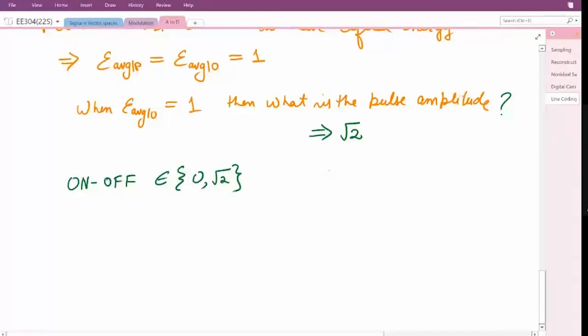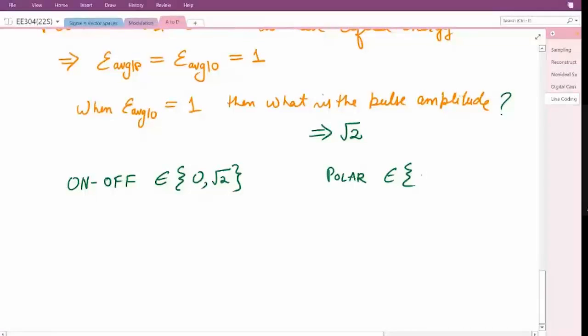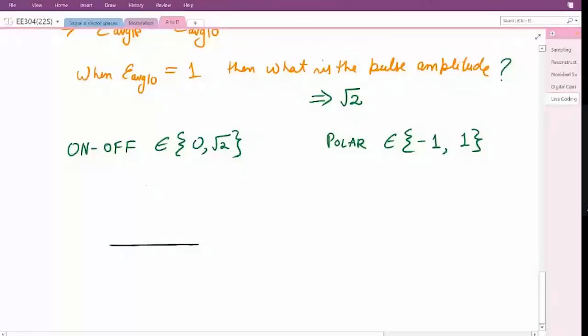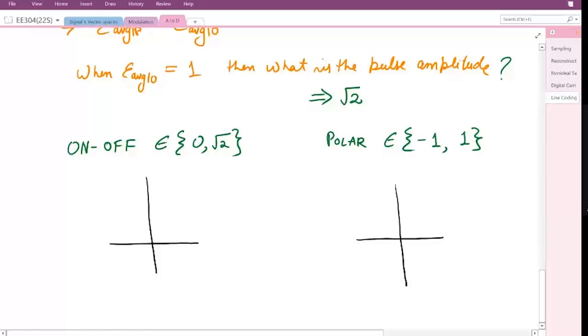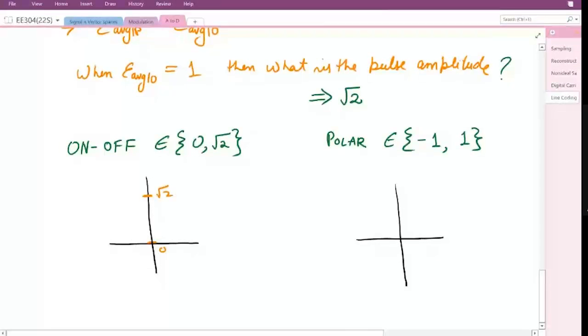For the polar case, the analogous would be amplitude 1 and -1. If I have the amplitude as 1 and -1, then these will have the same energy. Now, if I draw this and compare, this is 0 and square root 2, 1.414, so it should be a little less. This is going to be 1 and -1.